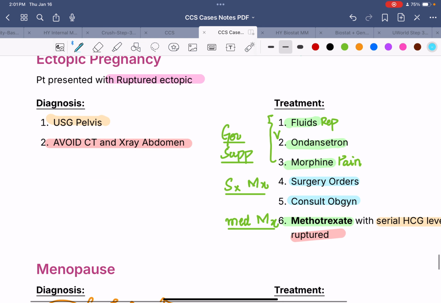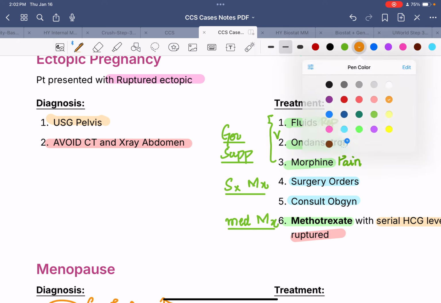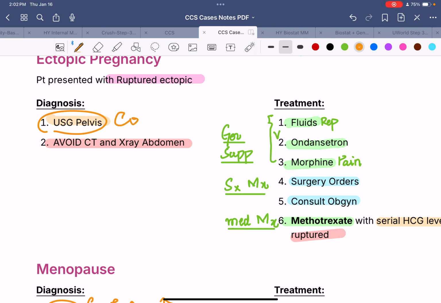So if the patient presents specifically with ruptured ectopic, that is an emergency situation, right? If the patient does not have a ruptured ectopic, of course you are going to still admit and monitor the patient because the patient is at risk of getting a rupture. But if the patient has a ruptured ectopic, you will quickly confirm the diagnosis with an ultrasound of the pelvis, and then after confirming the diagnosis, you're going to avoid CT scan and X-ray of the abdomen. Like, there's no need, just confirm the diagnosis with ultrasound of the pelvis and directly move to surgical management, right?